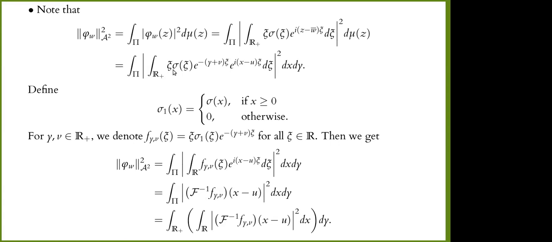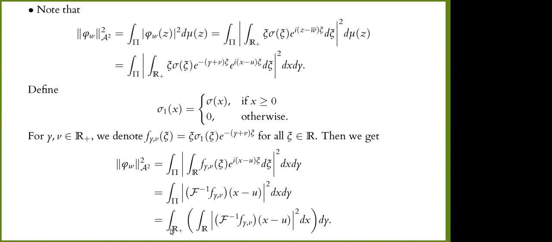So what we want to do is change this inside integral to an integral over R. So we define a function sigma 1 as sigma when x is greater than or equal to 0 and 0 otherwise. With the help of this, the above integral we can rewrite in such a way that the inside integral is over R, and the integrand we denote as phi f suffix y comma v at psi, this function. And this inside integral, if we use the inverse Fourier transform, is precisely the inverse Fourier transform of f suffix y comma v acting at x minus u.